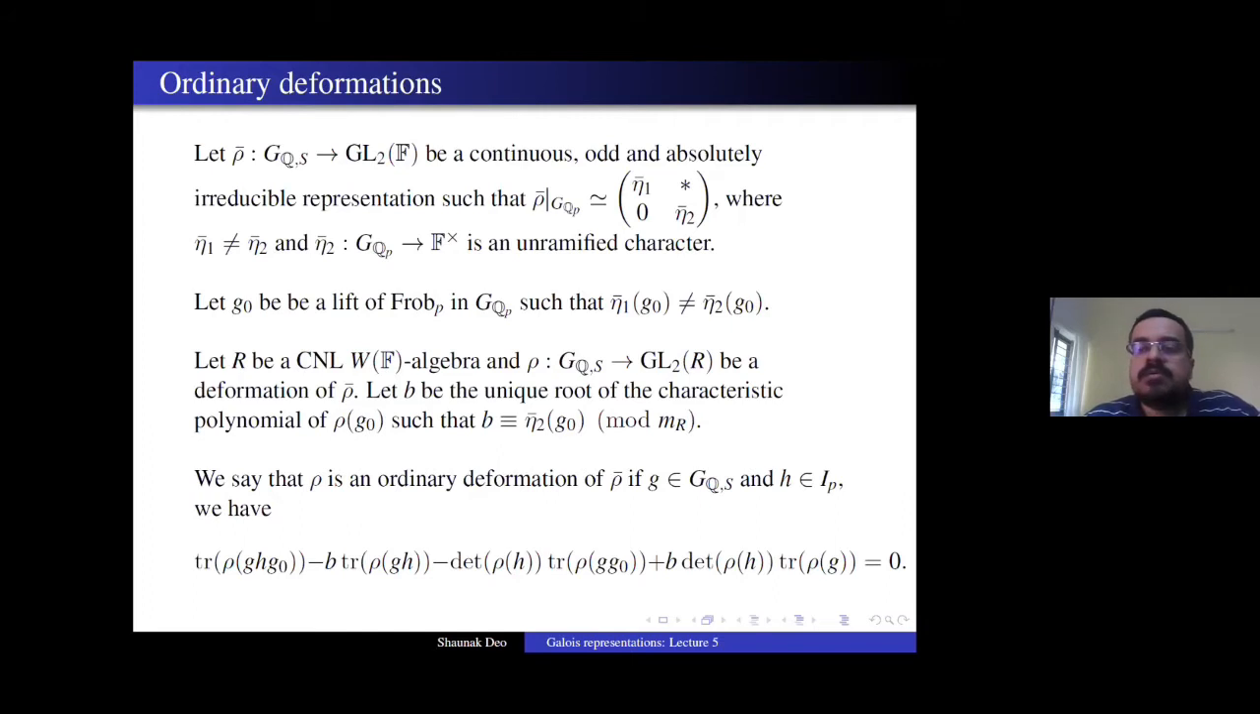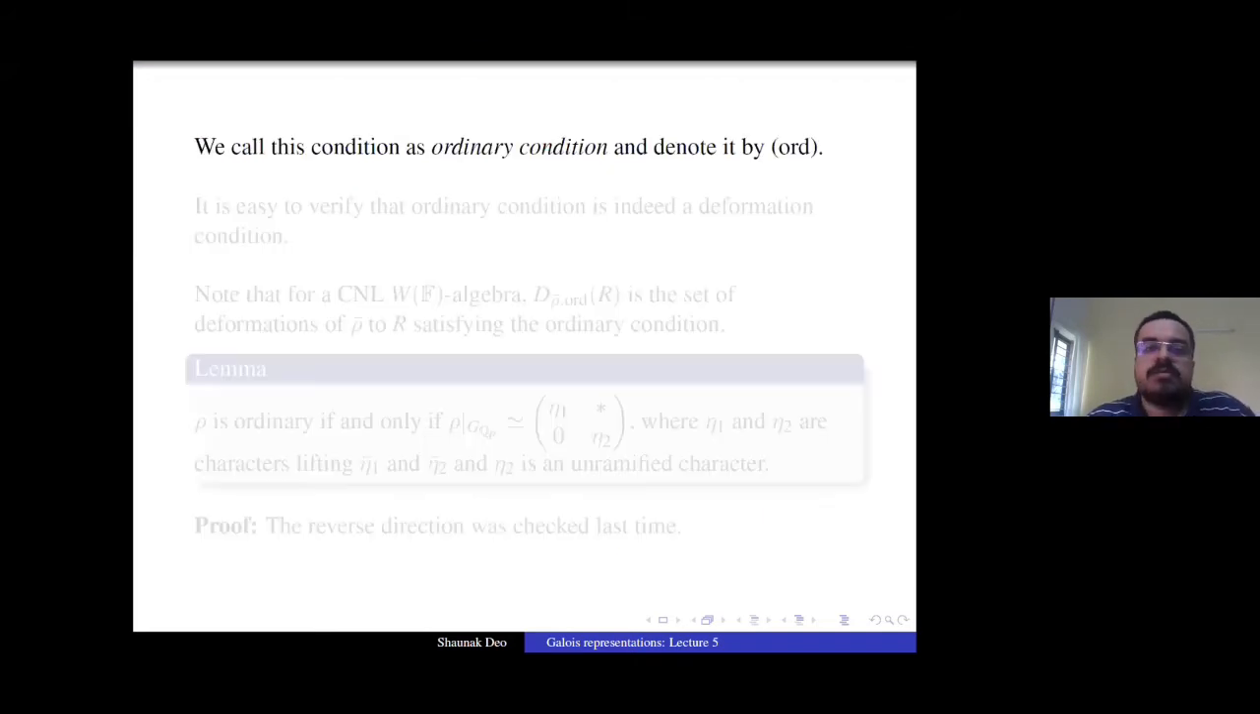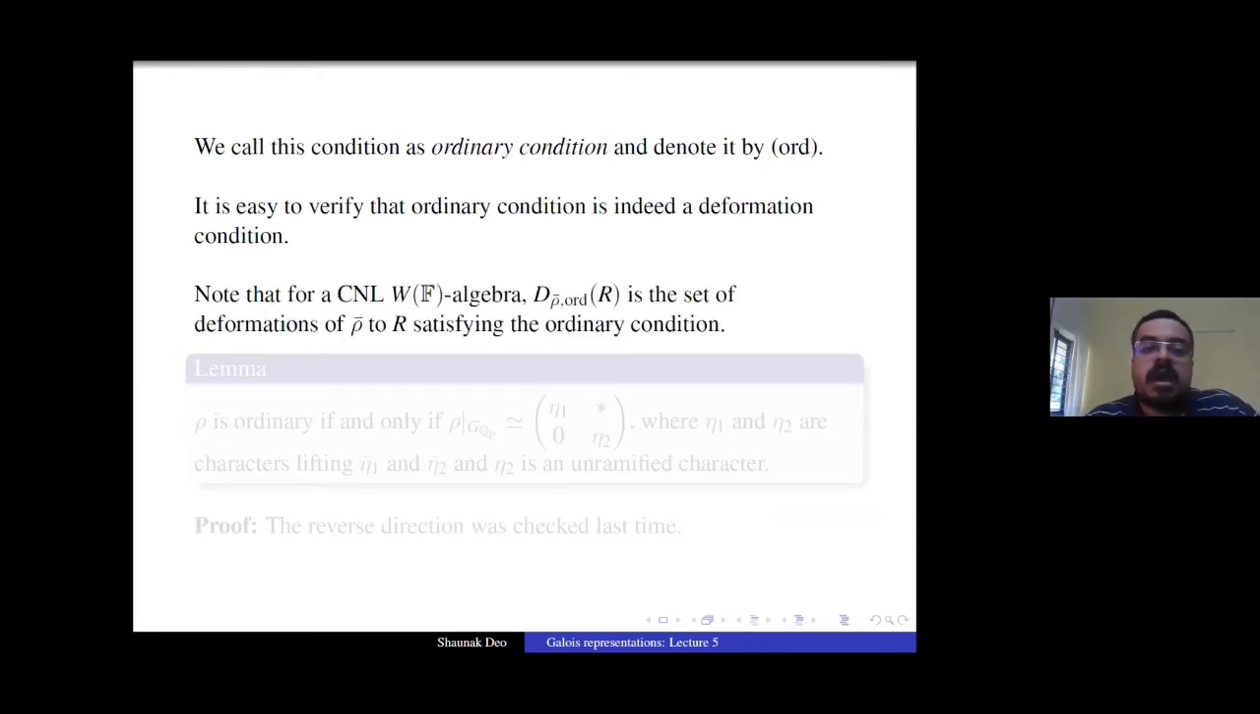Okay, and we wanted to know that this ordinary condition is the same as the ordinary condition that we know traditionally. So we call this the ordinary condition and we denote it by ord. It's easy to verify this is actually a deformation condition because we have formulated it in terms of trace and determinant. And for a CNLWF algebra R, D rho bar of ord is just the set of deformations of rho bar to R which satisfy the ordinary condition. And this is the lemma where we stopped.